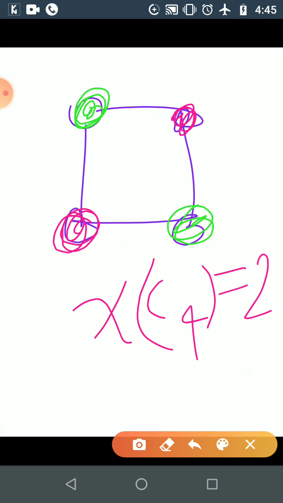So this coloring, this k corresponding to this proper coloring, that is the 2 proper coloring we are having here. So this is known as optimal coloring, and we know that is minimum coloring, correct? So this minimum coloring is the optimal coloring.